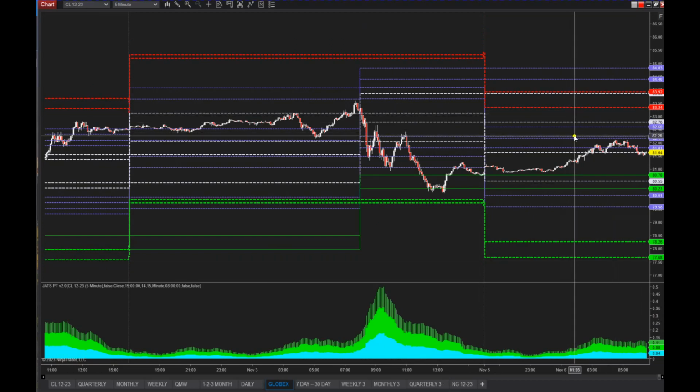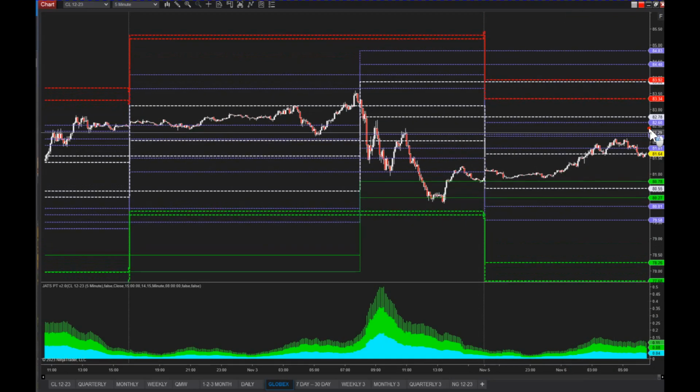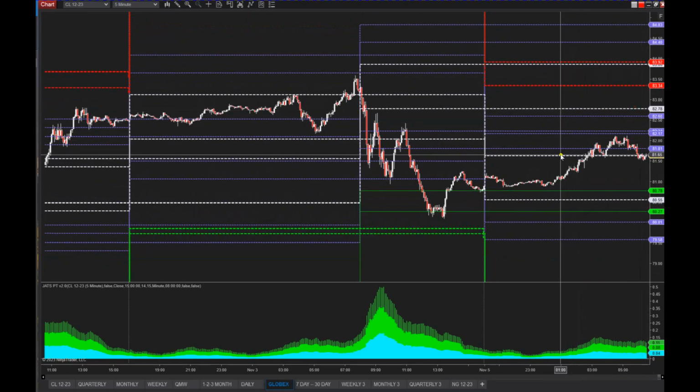Globex 2s containing price. So again, you can get up into these upper whites. You've got two white lines to hit to the upside, and I showed that we were within that daily second standard deviation to reach up to this 82.78.